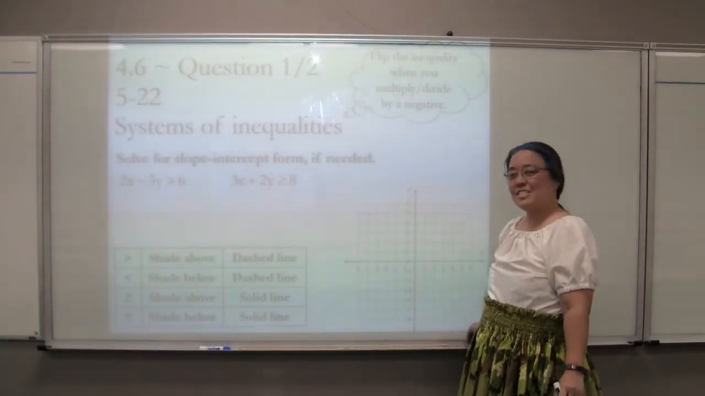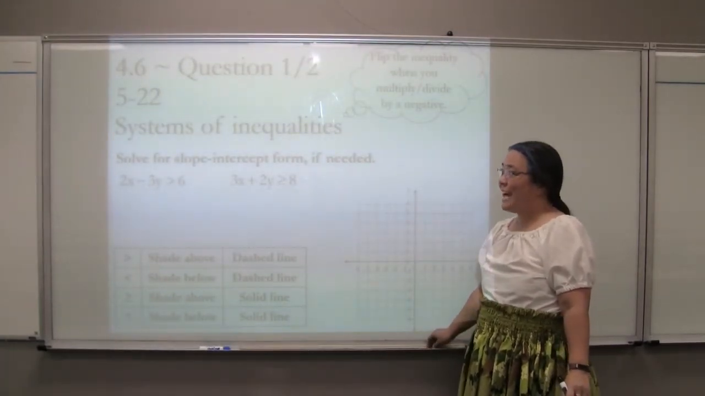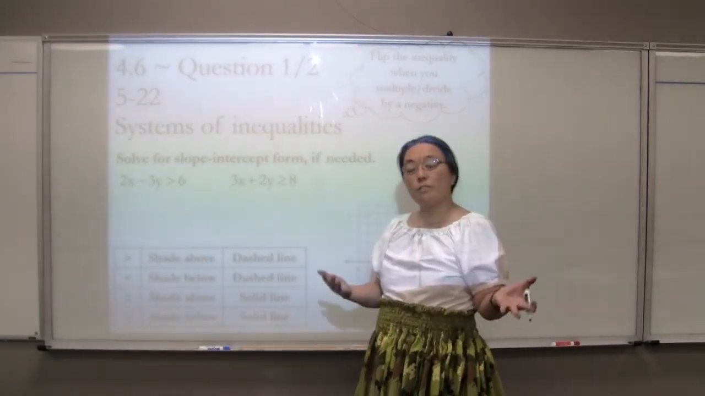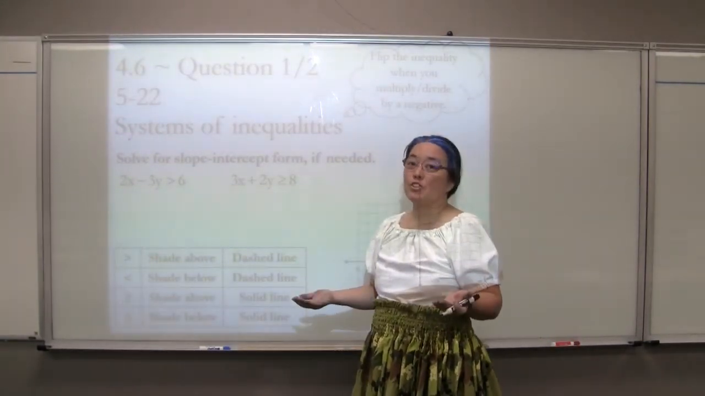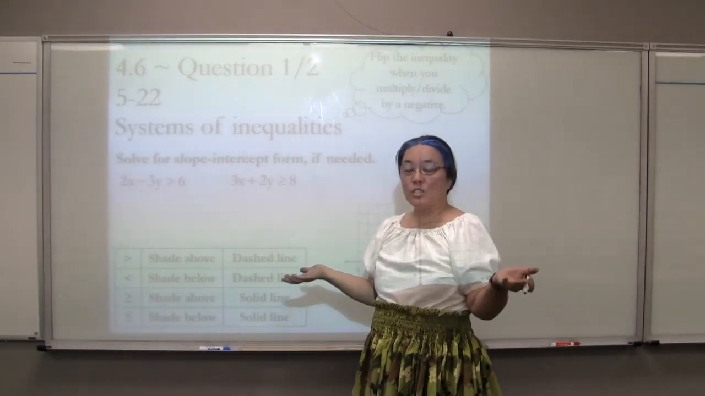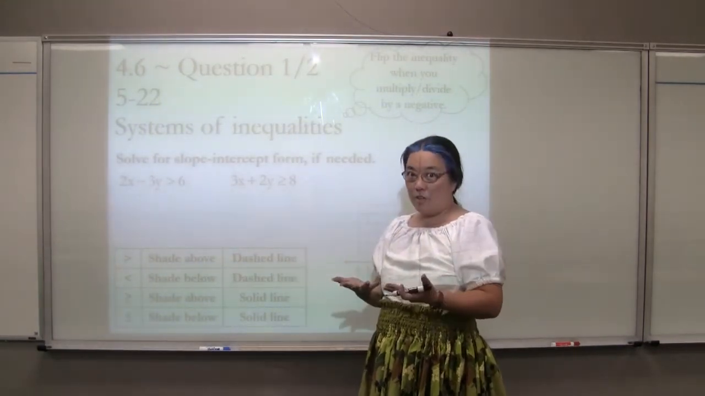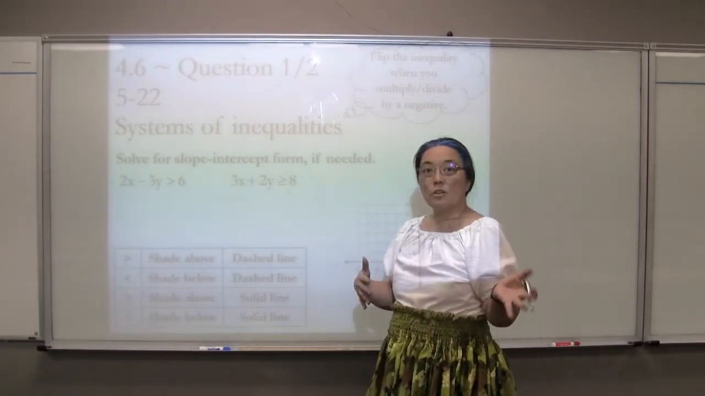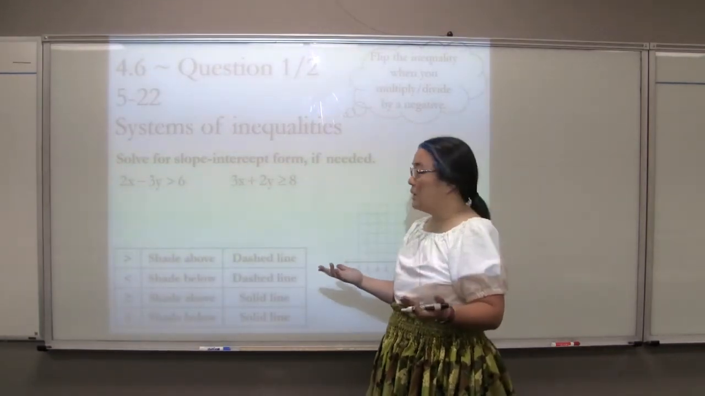Chapter 4, Section 6, questions 1 and 2. So here we have systems of inequalities. If you remember, we've been covering systems of equations, which are where you have 2 equations or 3 equations, and you're going to find out whether they're both true. Here we have inequalities. You'll remember from Chapter 3 we were graphing inequalities.